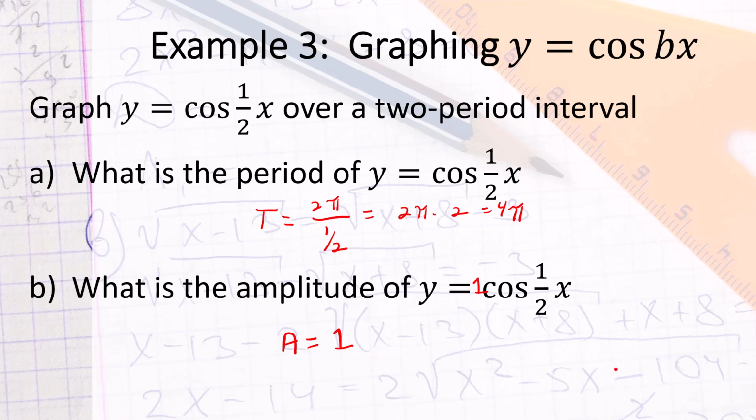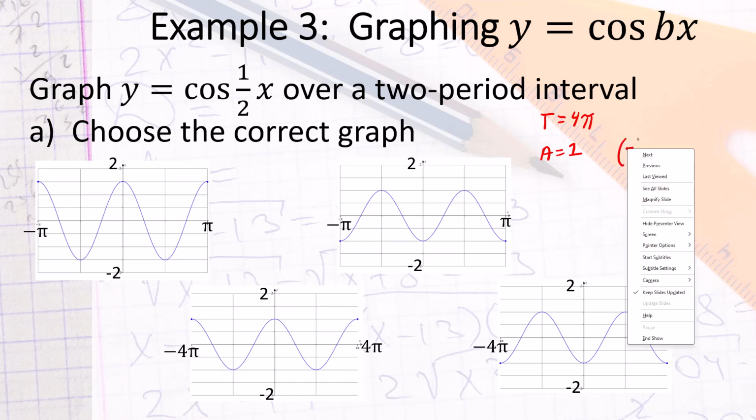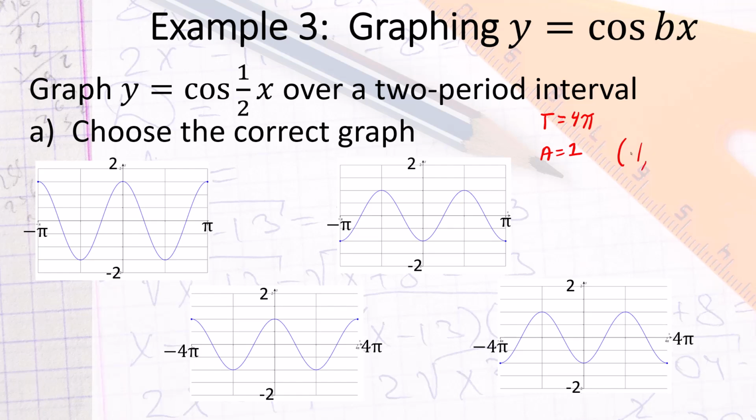And now we can move on and do the next part, which is this. Here we want to choose the correct graph. Now keep in mind, the period is equal to 4 pi. It's going to take 4 pi for it to do one complete revolution. The amplitude is equal to 1, which basically means the graph should range, in terms of y values, from -1 to 1. So with that in mind, since the period is 4 pi, and this has one complete revolution in pi radians, this can't be it. Nor can this be it. So it must be this graph or this graph right here.